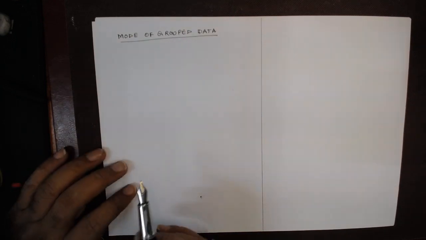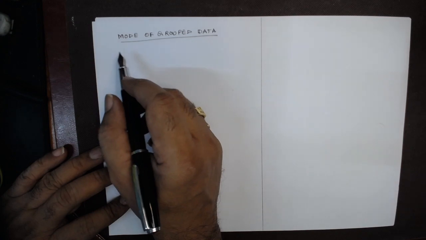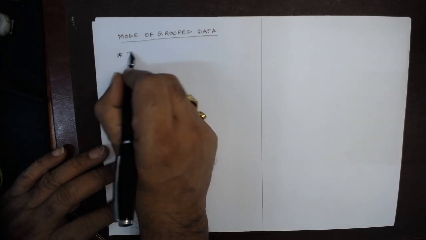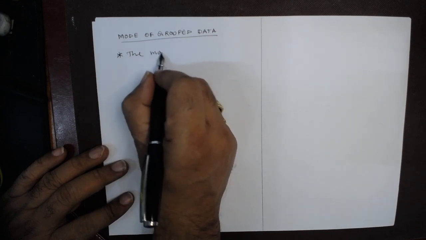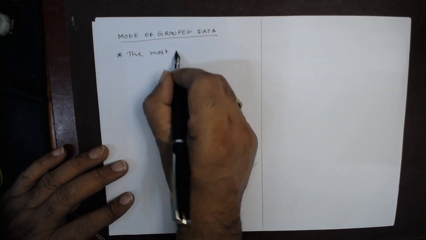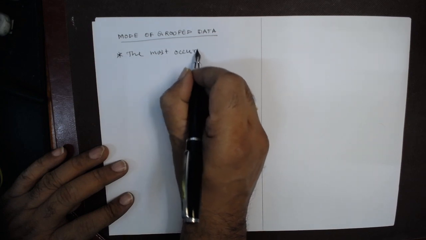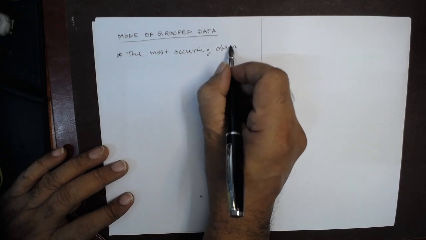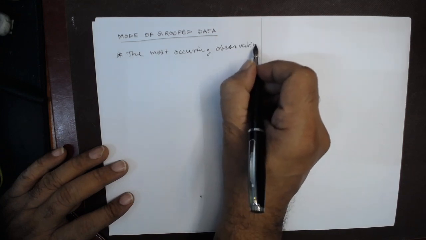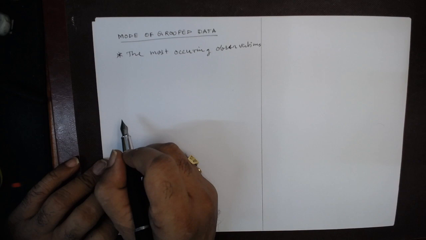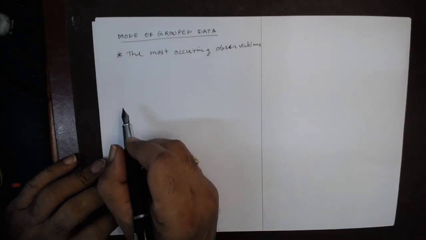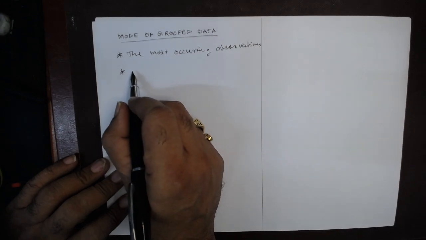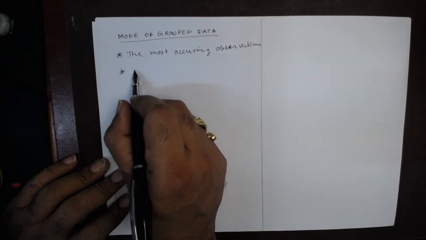Mode of grouped data. Mode is nothing but the most occurring observation, or the observation having maximum frequency.